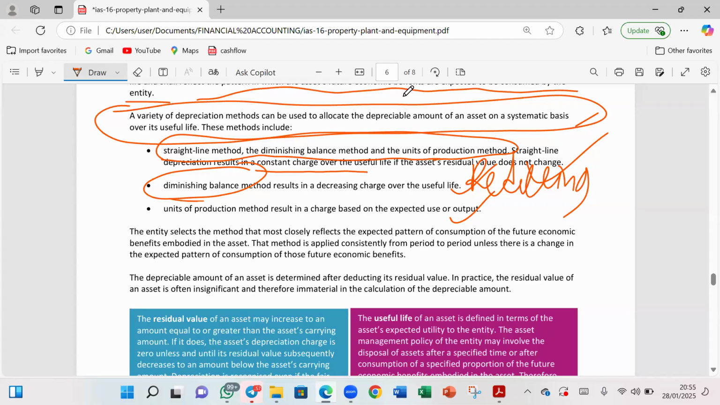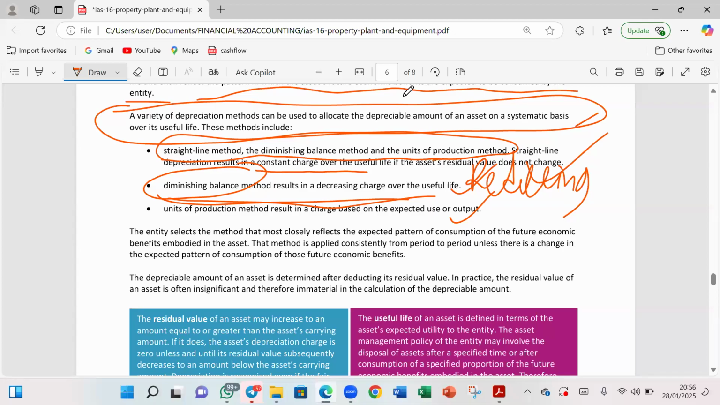Next, diminishing value. Now, the depreciation value will not be the same from time to time. So we can say the depreciation value reduces year after year. Under the reducing method, the depreciation value will reduce from year to year over its useful life.